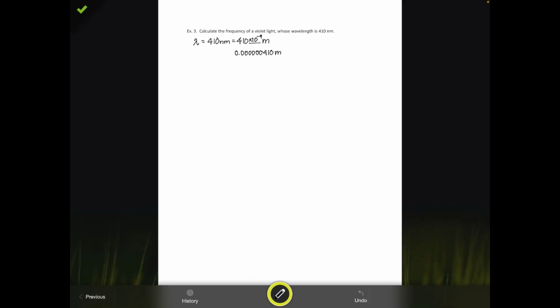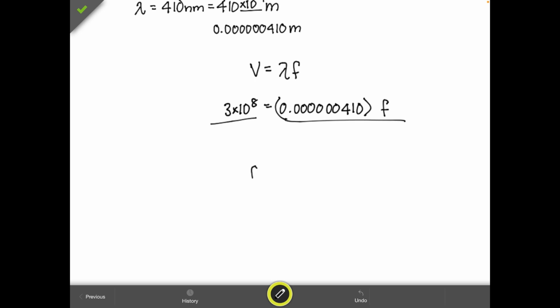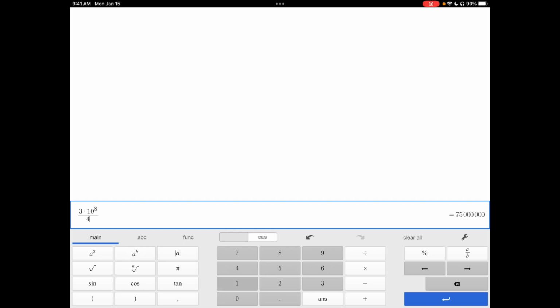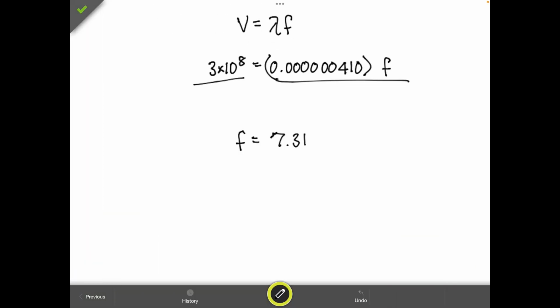Finally, to calculate the frequency of light, I'm using our wave speed equation. The speed of light is 3 times 10 to the 8th meters per second. The wavelength is 0.00004. Can you see how I might want to just leave this in scientific notation and not even bother converting it? Because now dividing by the big number on both sides, our frequency is 3 times 10 to the 8th over 410 nanometers. And that gives us a frequency of 7.31 times 10 to the 14th.